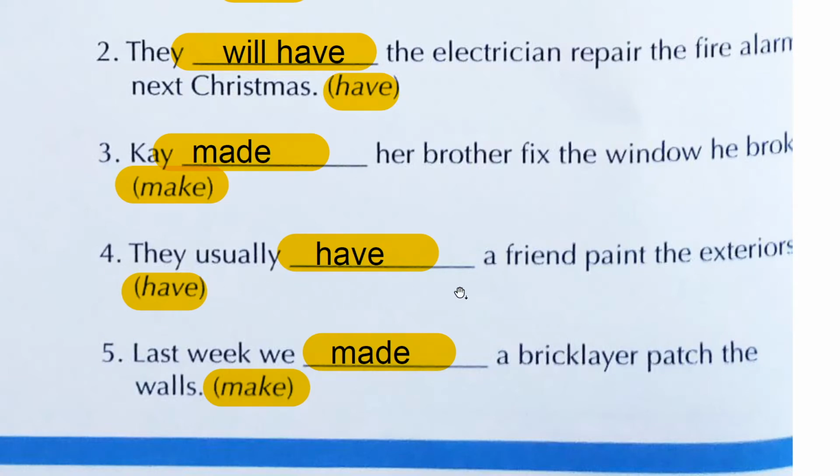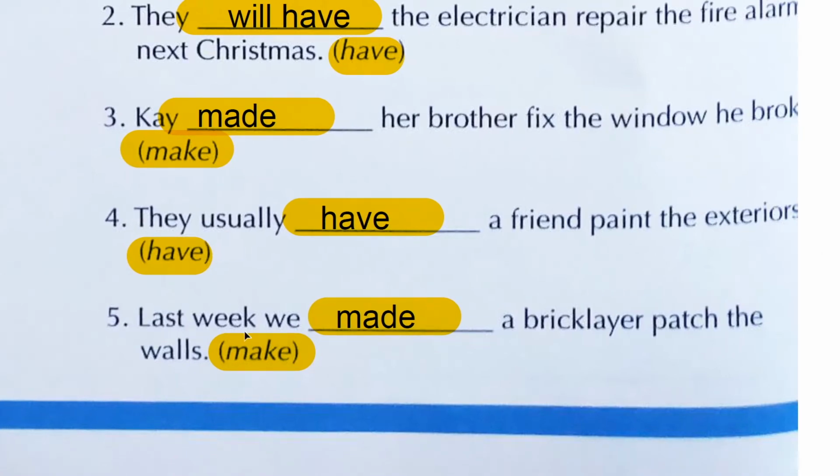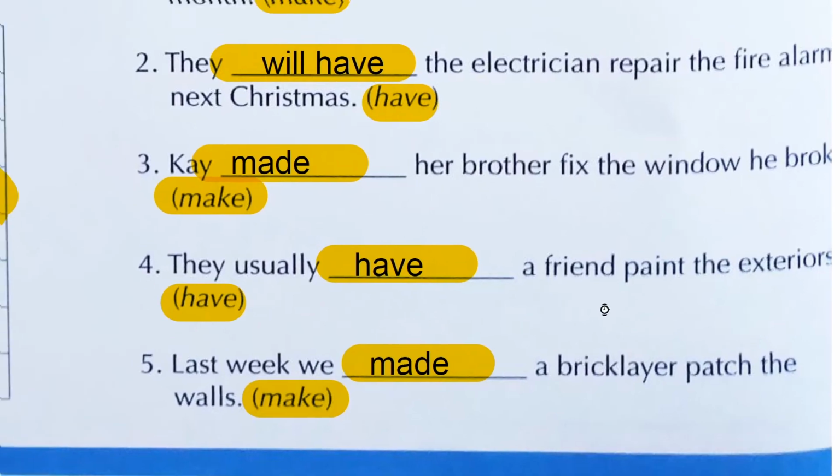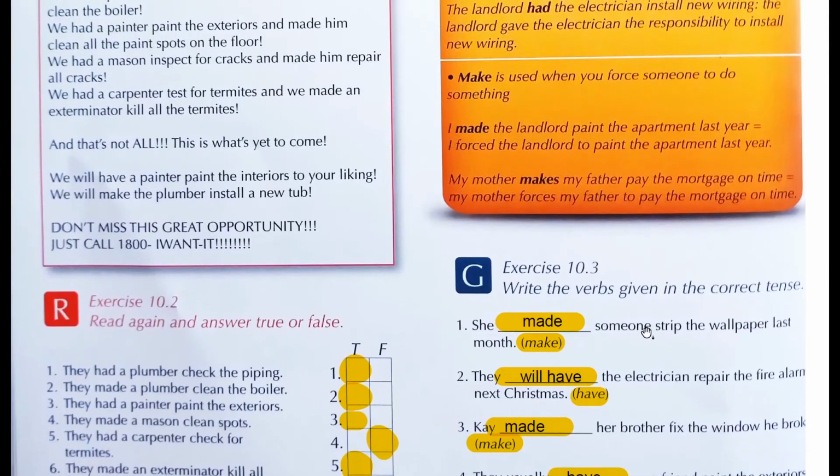4, they usually a friend paint the exteriors? It can be present, so you have to say they usually have a friend paint the exteriors. And finally, last week, past simple, we made a bricklayer patch the walls. Okay, and that's all from the students part.